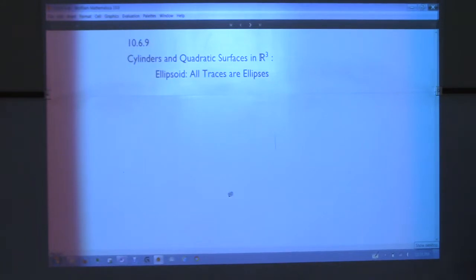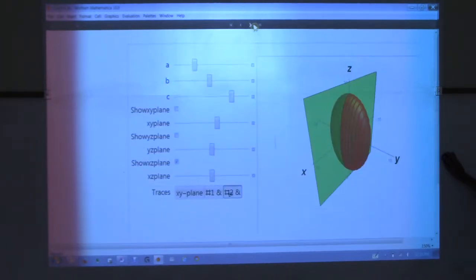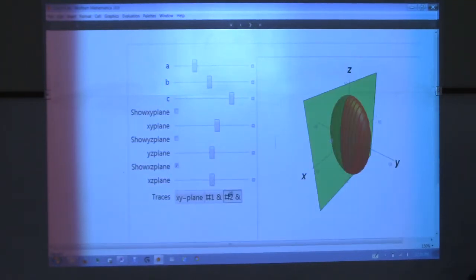Ellipsoids. Traces, all traces are ellipses. No matter how you cut it, no matter which way you come in, you're going to get an ellipse. So it looks like an egg, the shell of an egg. An M&M? Yeah. Sounds good.